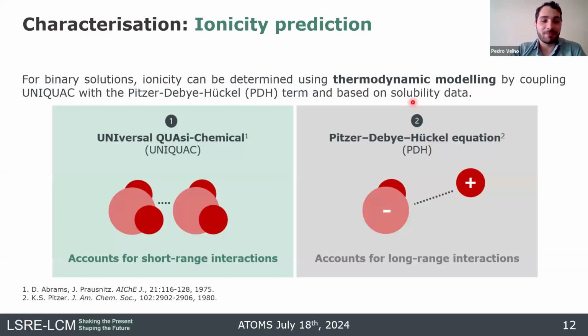As some of you may remember, I presented something related to this in Equifaz in Campinas some years ago. And actually, we can model or predict ionicity using thermodynamic modeling. In our group, what we do is couple the universal quasi-chemical model, which accounts for short-range interactions, so interactions between neutral particles, with the Pitzer-Debye-Hückel equation, which accounts for long-range interactions, so interactions between charged species. This allows us to avoid experimentation and to right away predict ionicity.